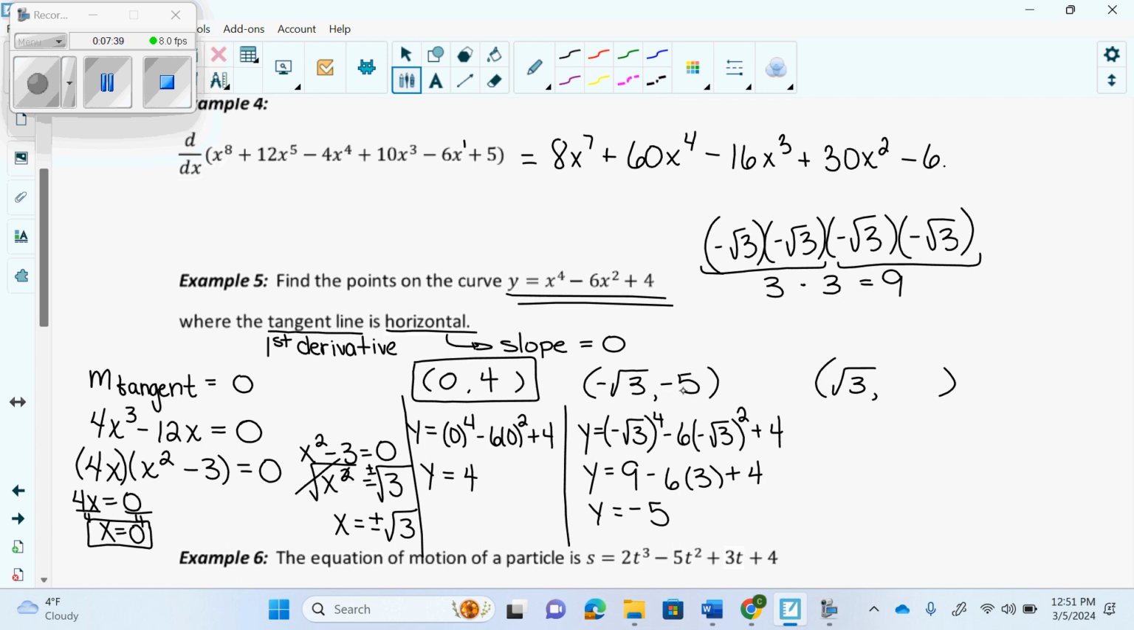What happens when I square and 4 through to positive root 3? It's going to get the same answer, correct? Just because they're even. I'm going to get negative 5 here as well.